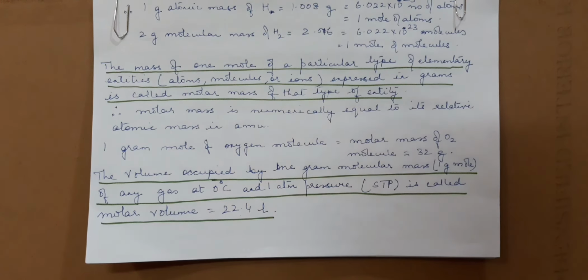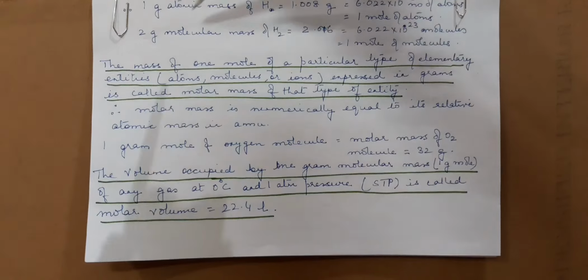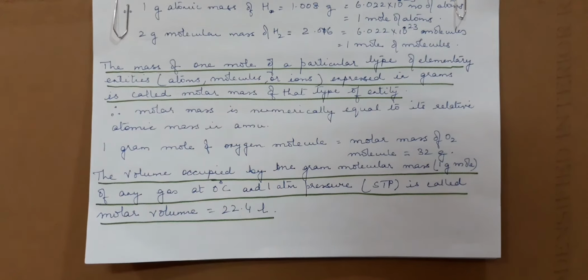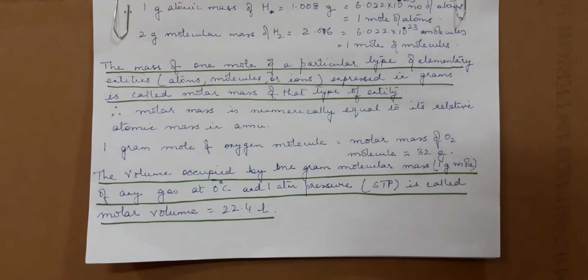That means 2 grams of hydrogen, that means 1 molecule, the molecular mass of hydrogen, that is 2. So 2 grams of hydrogen will contain 6.022 into 10 to the power 23 molecules, or 1 mole of molecules. Okay, therefore it is very important that we write down what we are talking about, whether we are talking about atoms in terms of mole or whether we are talking about molecules.